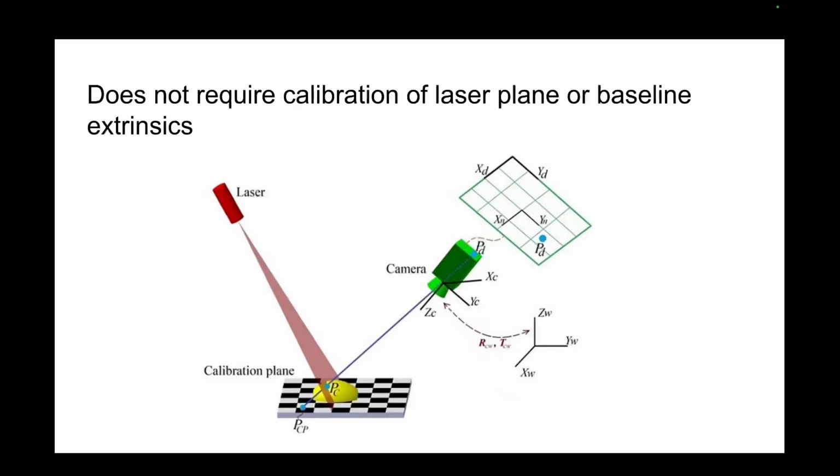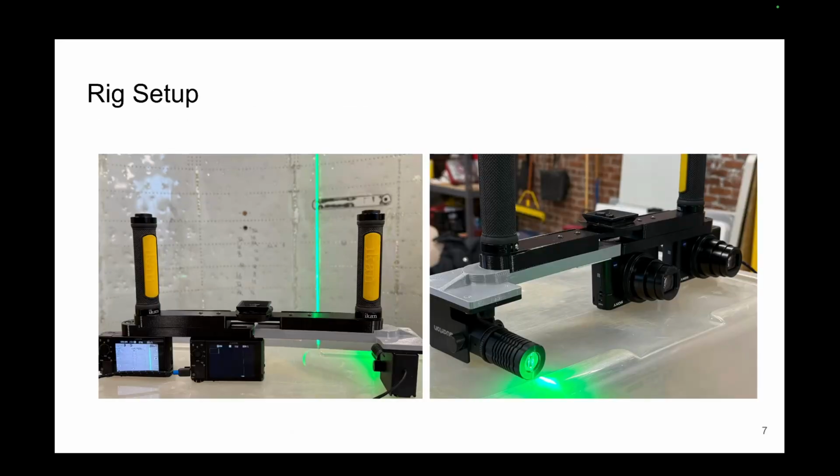One key point about the setup is we do not require calibration of the laser plane or the baseline extrinsic. This is very useful because robotics applications are very sensitive, and over time the extrinsic calibrations tend to degrade. Also, since we do not rely upon precise calibration and only proportionality, it is very robust to different environmental conditions.